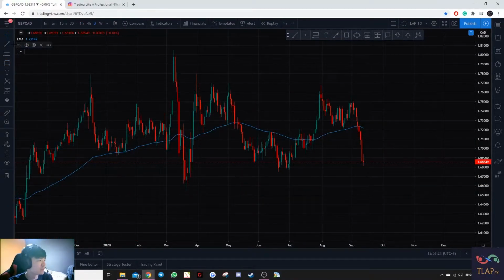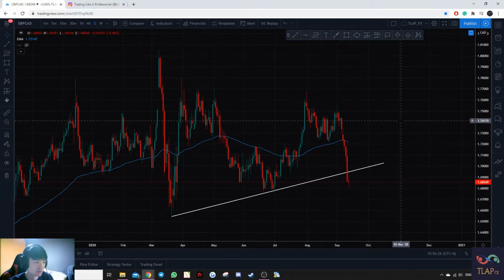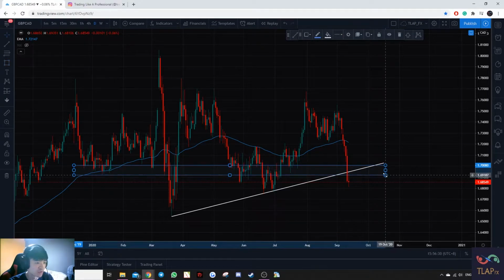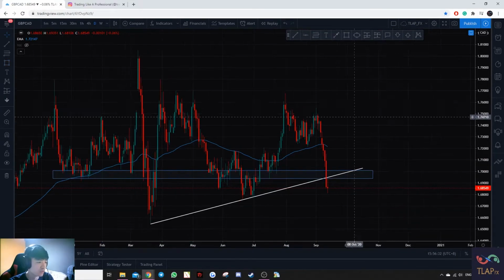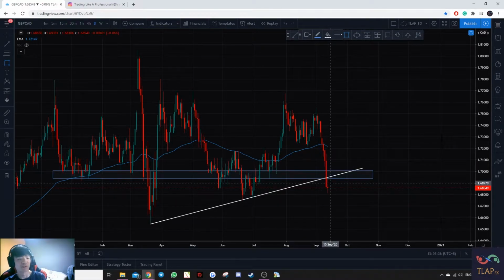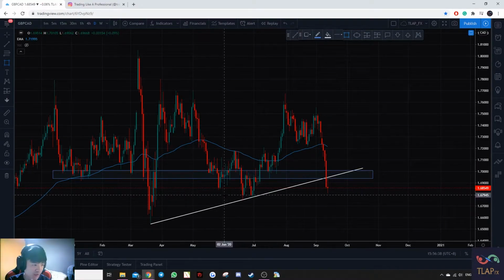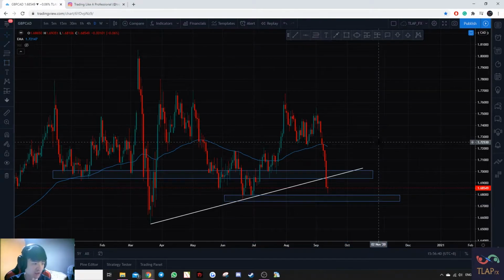Next we have the Pound Canadian. You can see that we have an ascending trend line here and a structural level over here where prices got rejected several times. Since prices broke the ascending trend line, we are looking for selling opportunities, but prices did not break this level as of yet.